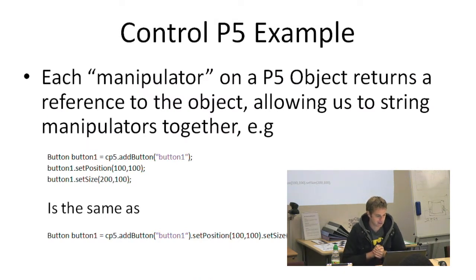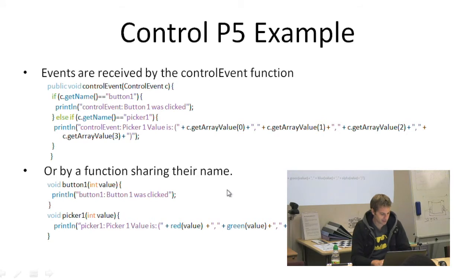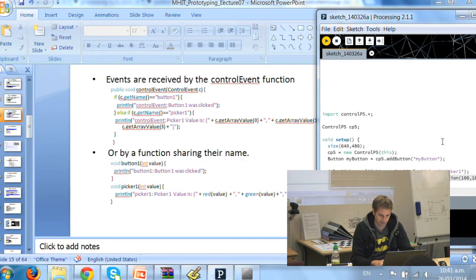It's because by doing that, we can actually write something like this. So button 1 equals add button 1, set the position, set the size, and because each of these returns the same thing, we can just string them all together like this. So CP5 add button, set position, set size. So on one line, I can now write this as dot set position.